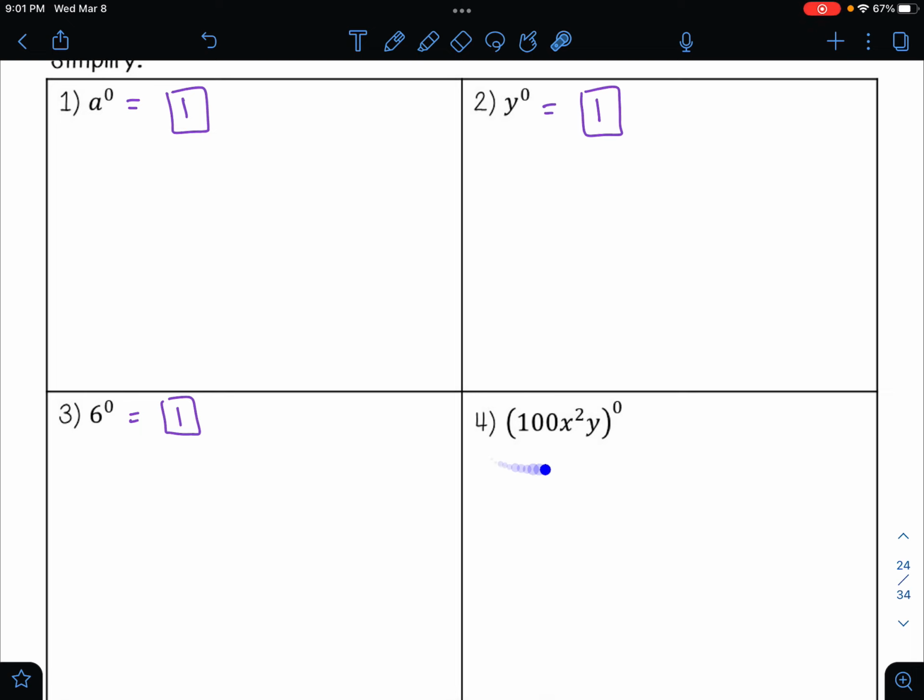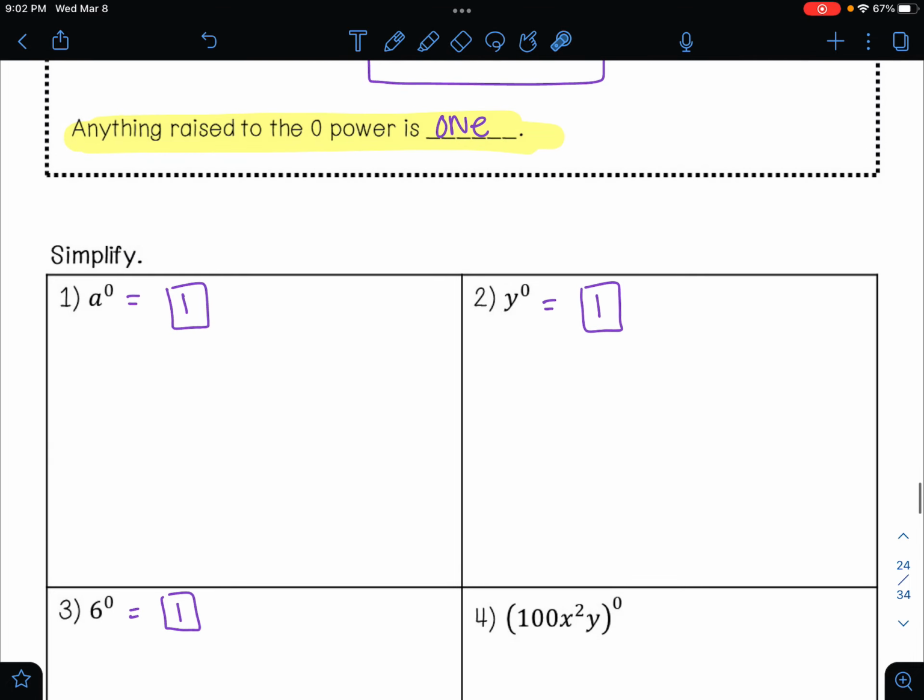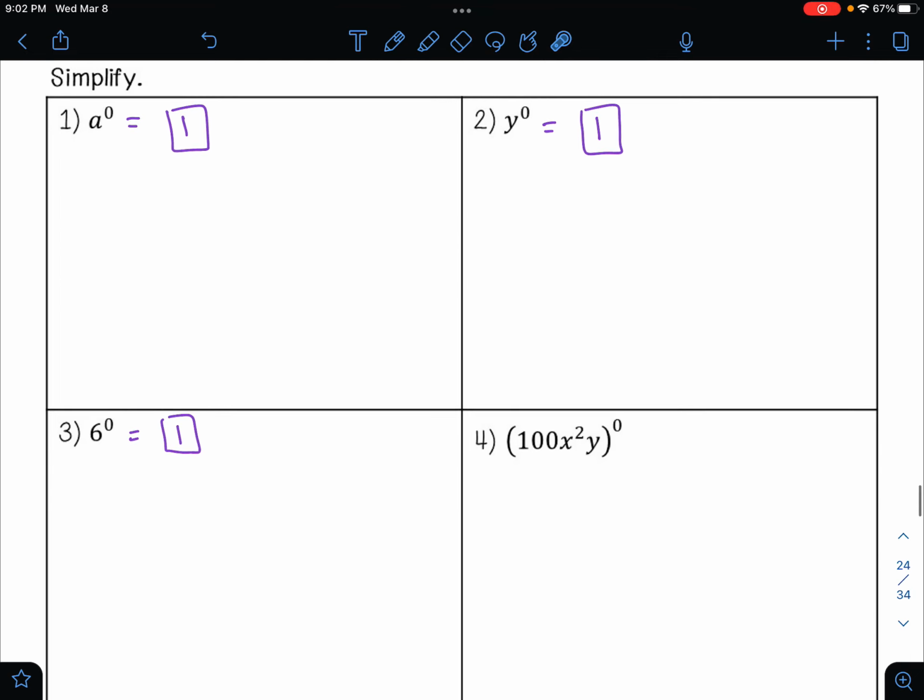Let's look at this. 100x squared y raised to the power of 0. Up here we said anything raised to the power of 0, so an exponent of 0, is 1. So what is our answer for number 4? 1. Anytime you have something raised to the power of 0, your answer is always 1.